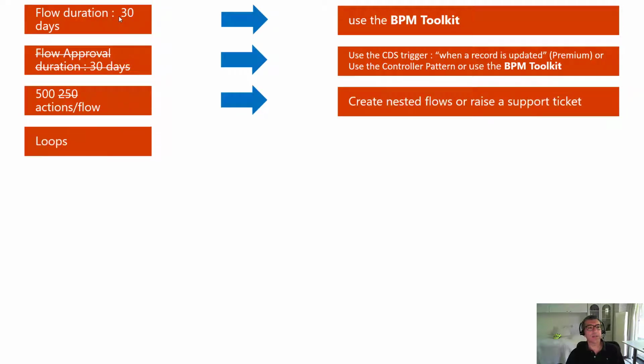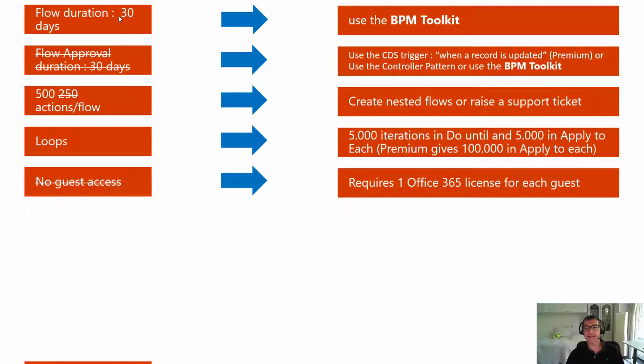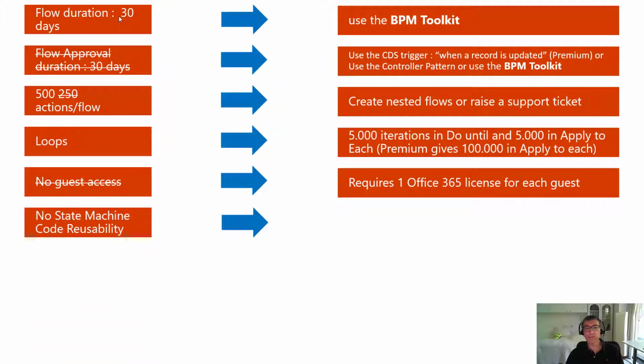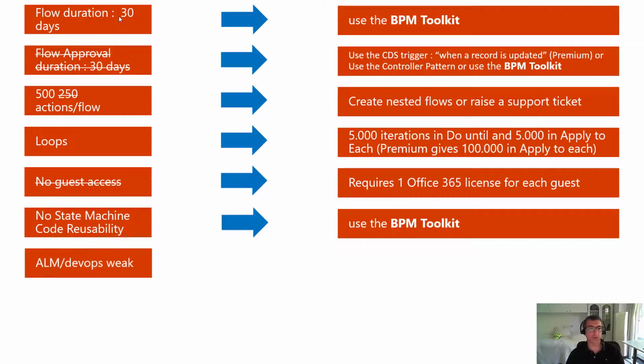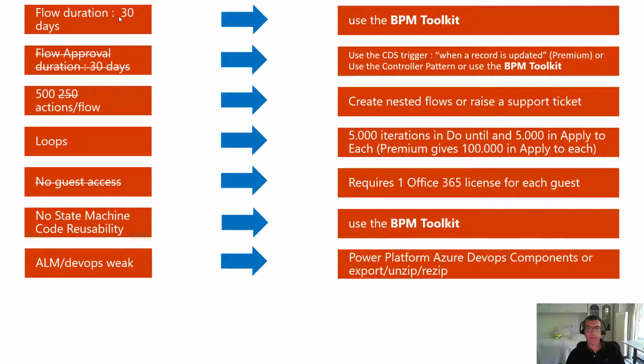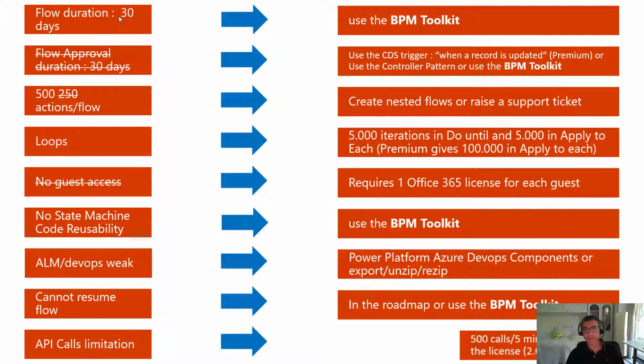Also, I mentioned loops. There's nothing new with loops. There's nothing new with guest access. Regarding state machine and code reusability, also, what I do is I use the BPM Toolkit that I will describe in this session, of course. Also, you cannot resume a flow. This is in the roadmap. You can use the BPM Toolkit. Okay, that's it for the overlap.